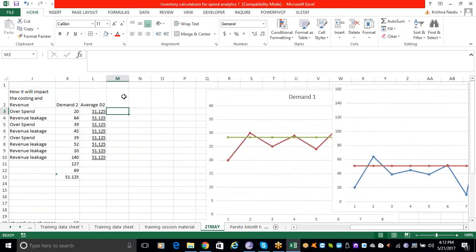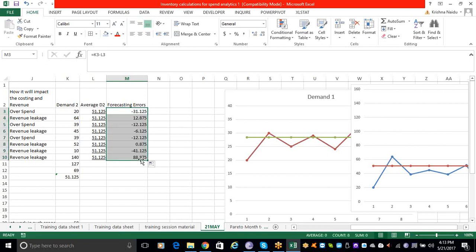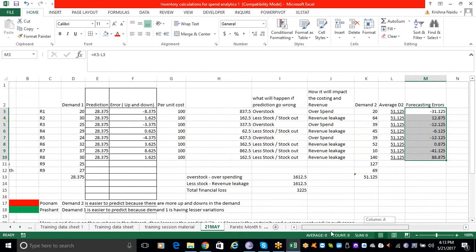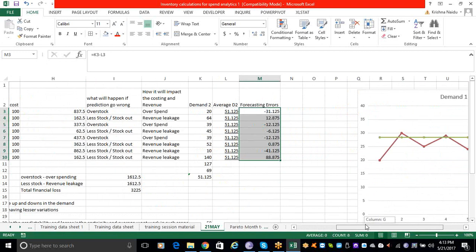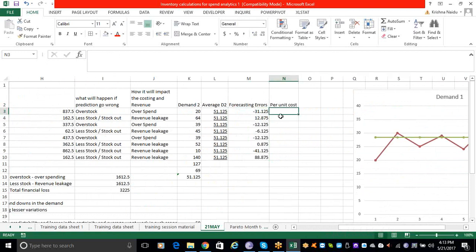What do I have to do first? I have to find the errors, or prediction error, or forecasting error. How will I do that? I'll subtract the number by the average. Now I'll put the per unit cost, which is 100 rupees.